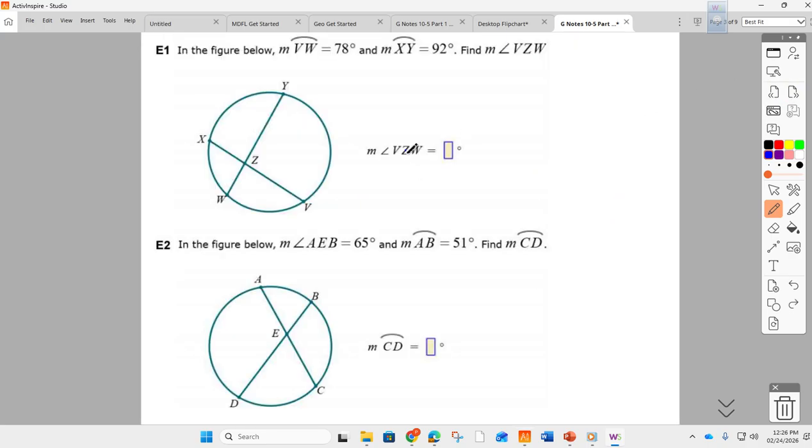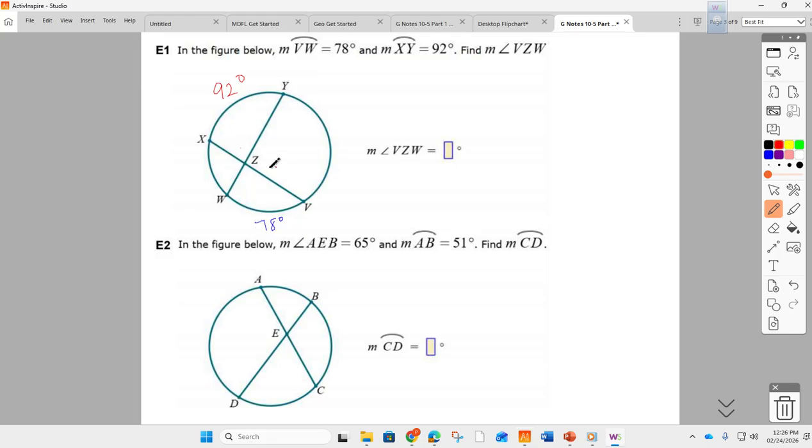In the figure below, the measure of arc VW is 78 degrees. So let's all mark 78 degrees here. And the measure of arc XY is 92 degrees. We want to find the measure of angle Z. So this is the angle being intersected.